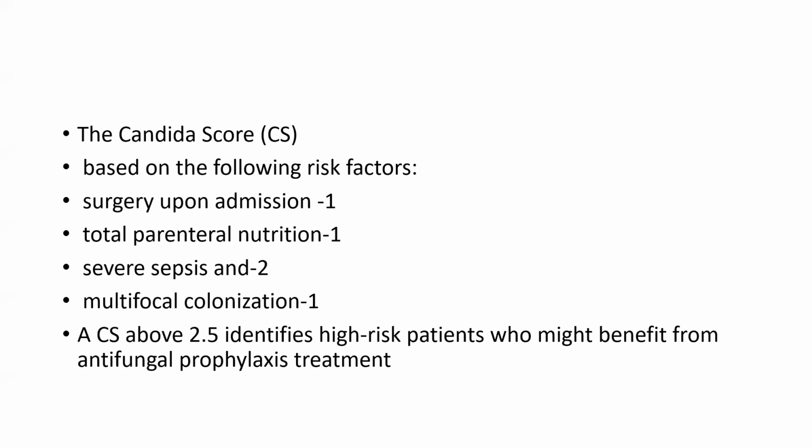Now, we'll see what is Candida score. Candida score is totally based on the risk factors. If there is a surgery upon admission, then 1 score. If the patient is on total parenteral nutrition, then 1 score. If the patient is in severe sepsis, then 2 score. Multifocal colonization, 1 score. And if this Candida score is above 2.5, then that identifies high risk patients who might benefit from antifungal prophylaxis treatment.